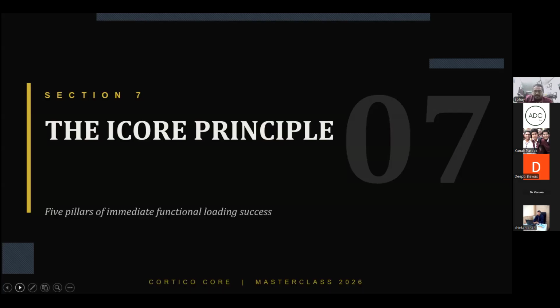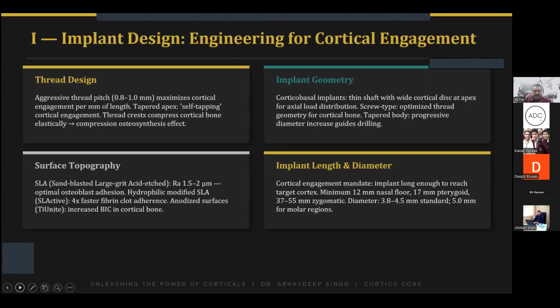Okay, so I have made this in a very easy way. Even though ICORE is an event, I'm trying to explain the five pillars of immediate functional loading with the ICORE principle. First is the implant design, engineered for cortical engagement. This could be different according to all the surgeons. You might like a design that I do not like for cortical engagement, but our goal, our mission, is one only: engaging the corticals for immediate functional loading by taking the primary stability from that dense cortical bone.